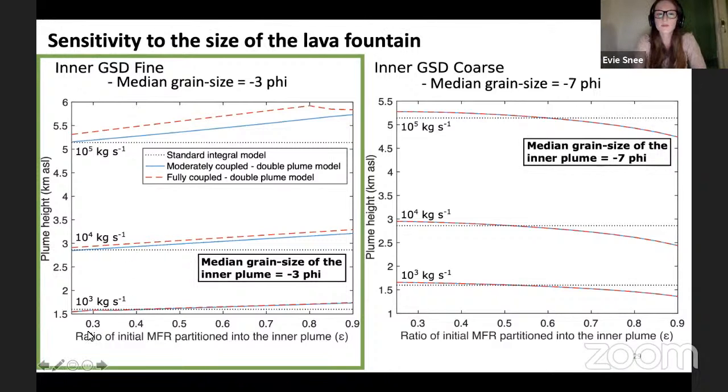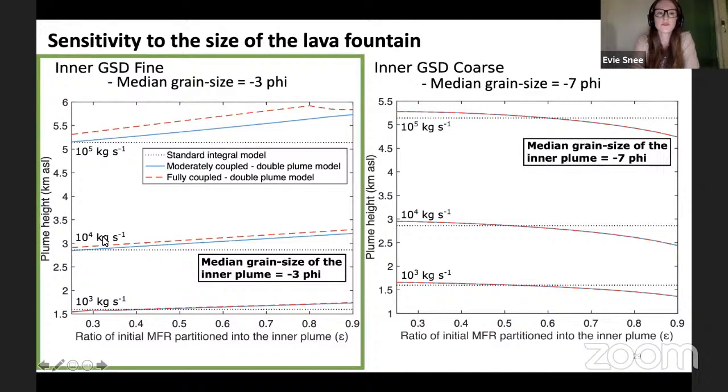On the x-axis, we have this ratio of initial mass flux rate partitioned into the inner plume. So the larger this ratio, the more the initial mass flux rate put into the inner plume, so the larger the lava fountain. And this is plotted against the final height the surrounding plume reaches, or the single tephra plume.